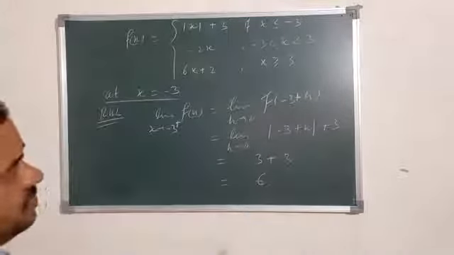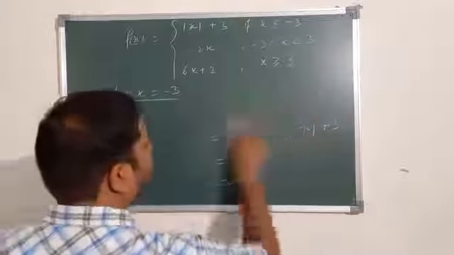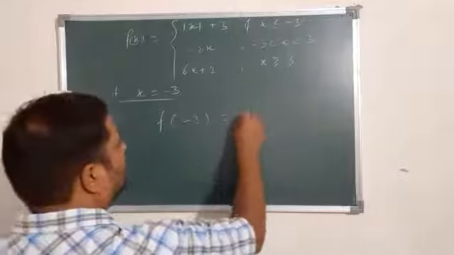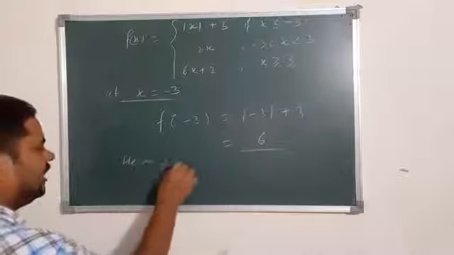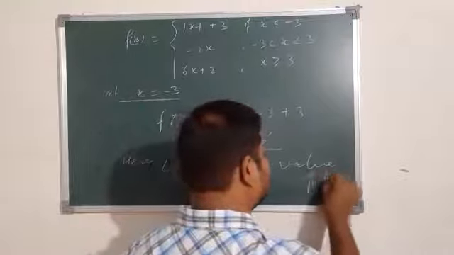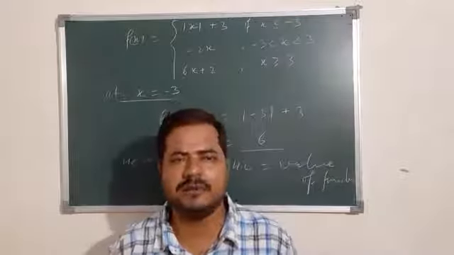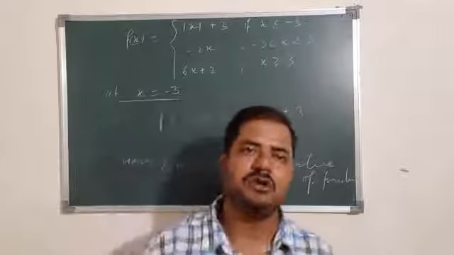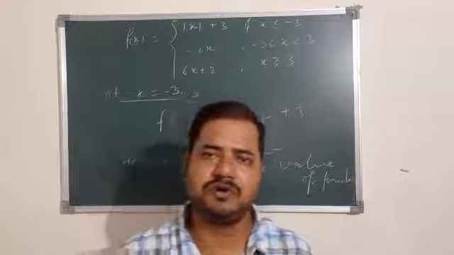So you see LHL is equal to RHL. And now the value of the function also. f(-3) is mod of (-3 + 3), this is 6. So here you see LHL is equal to RHL is equal to the value of the function. In the second case, that is at x = -3, hence we can say the function is continuous at x = -3. Hence this is not a point of discontinuity. So in this question we have only one point of discontinuity, x = 3.